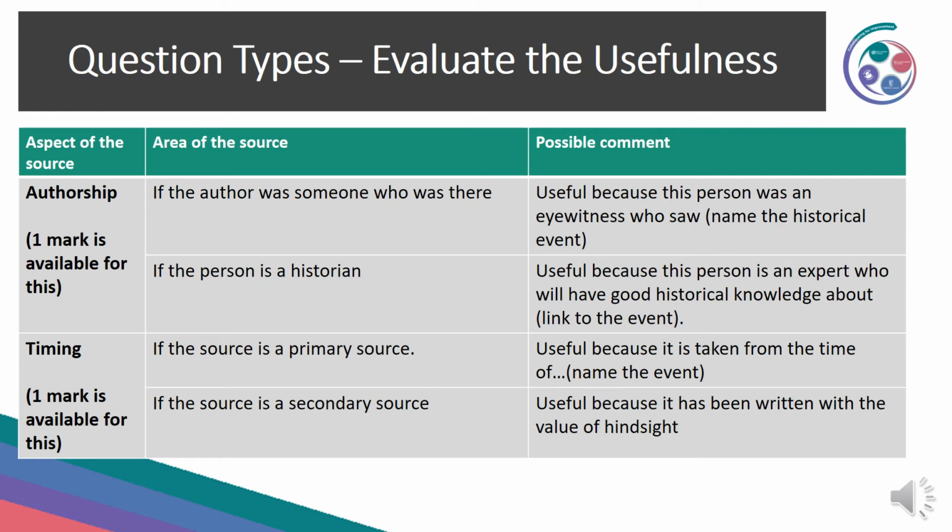If the source is a primary source, it will usually be useful because it has been taken from the time of, and you name the event. It's not enough to say it's useful because it's taken from the time of the event. You have to name what the event actually is. If the source is a secondary source, then usually it's useful because it's been written with the value of hindsight. This means that the author has looked back on lots of different sources of information before producing that particular source.